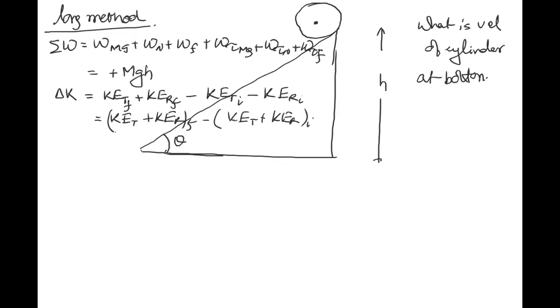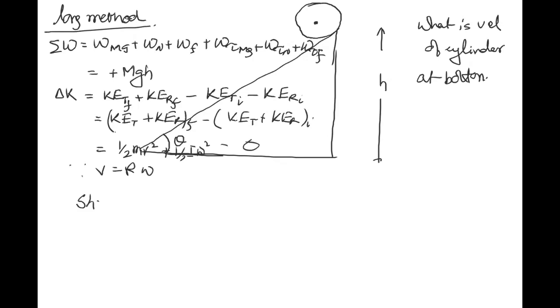Right? And then I can say that this is equal to half mv square plus half I omega square minus 0. And then I can say that since rolling is happening, therefore v is equal to R omega. And therefore I will place everything in this equation and I'll get the answer.